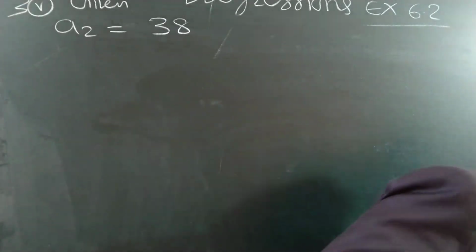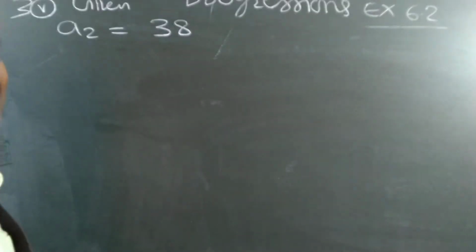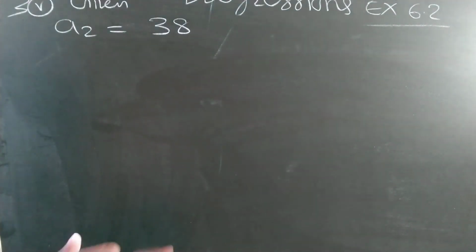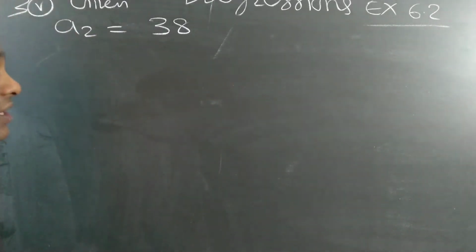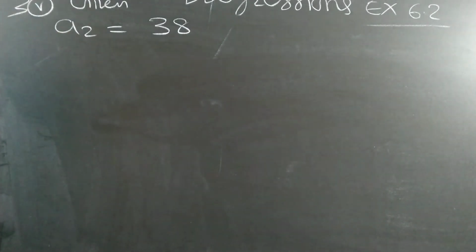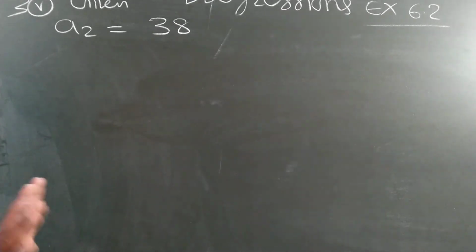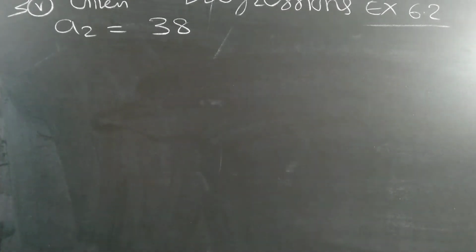Students, A2 is given. In the previous problem, the first term was given, and when the first term is given it is very easy. But the first term is not given here. The second term is given. What is the formula for the second term? A plus n minus 1 into D. N is 2. So, let us write it directly. You can write directly also because that is also a formula.